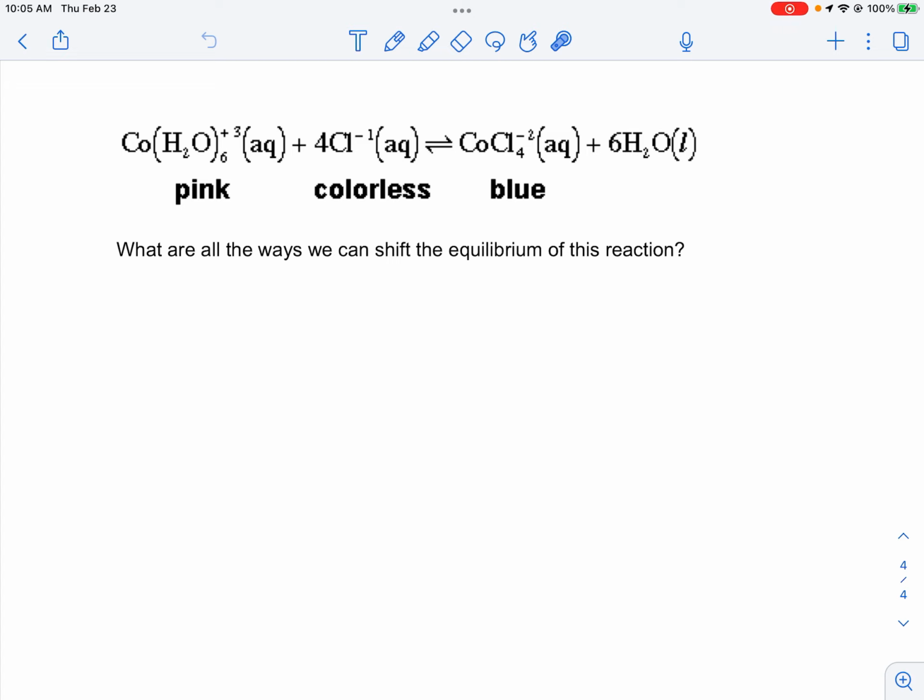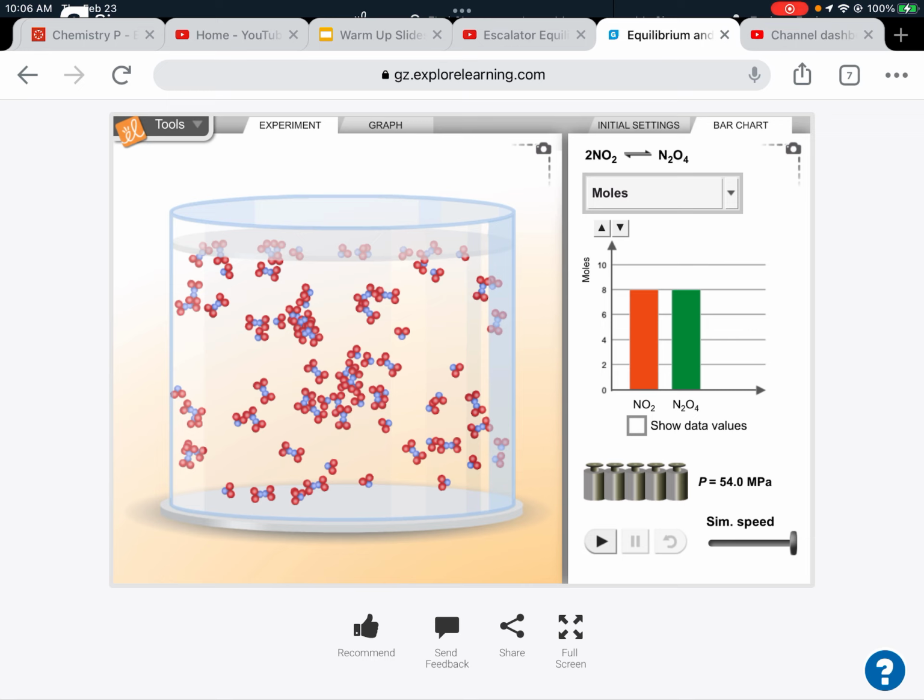There's a bunch of ways to do this. So one of the first ones is concentration, okay? So this first video will be on concentration. So remember what we mean by concentration, right? If we go back here to our chemicals, concentration is basically if you have a beaker with water in it, how many of those chemicals are in there.